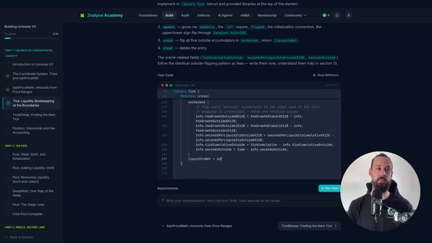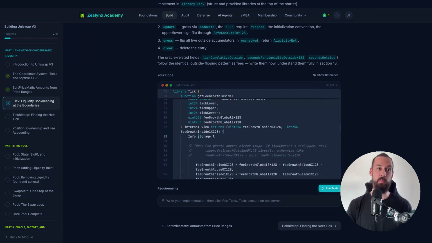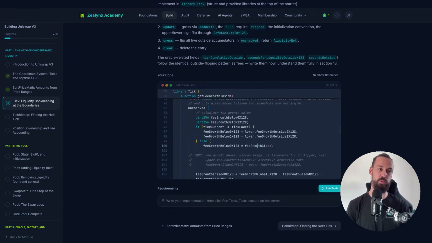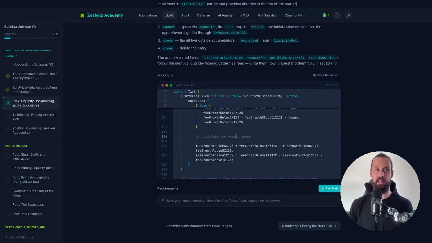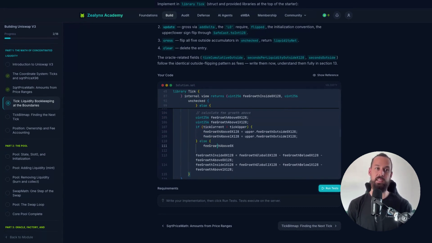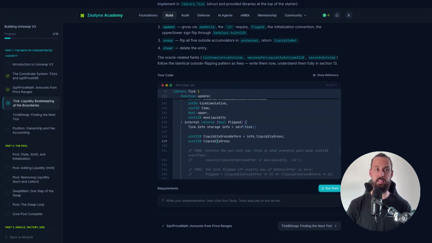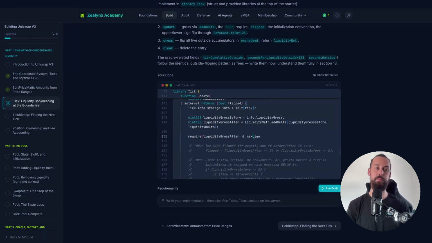The rest is the surrounding bookkeeping. Loading the boundary ticks, the 2 conditionals we walked through, the gross update with its cap check, the initialization convention, the sign flip between lower and upper, and clear. Let's run it. 17 out of 17.